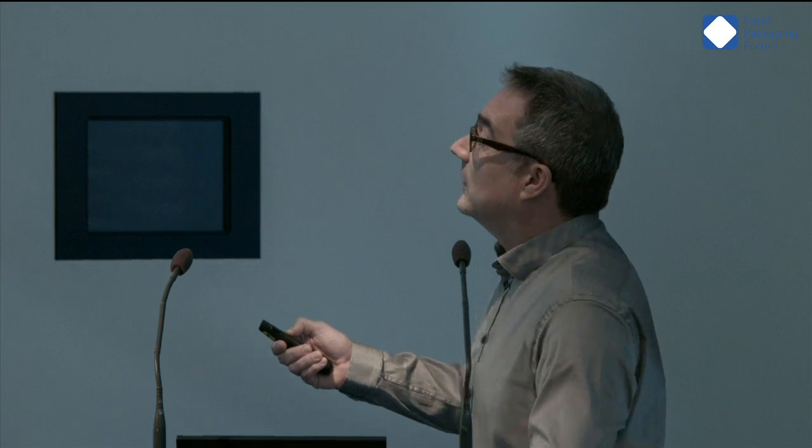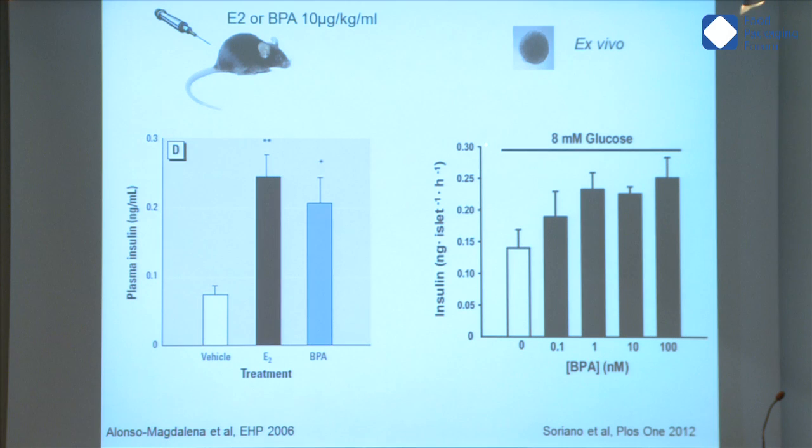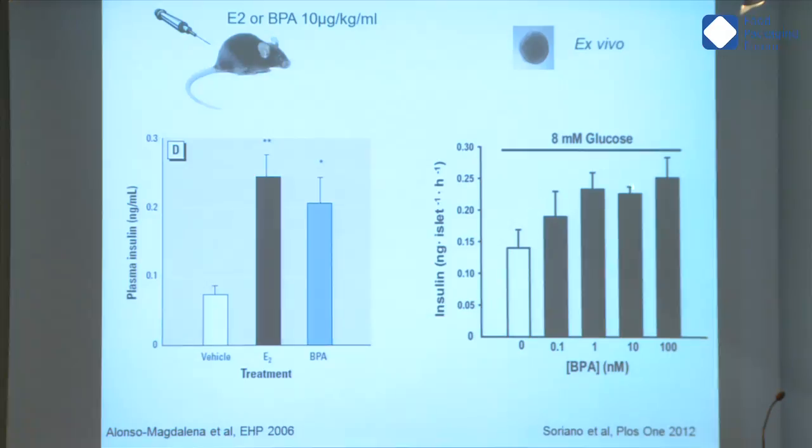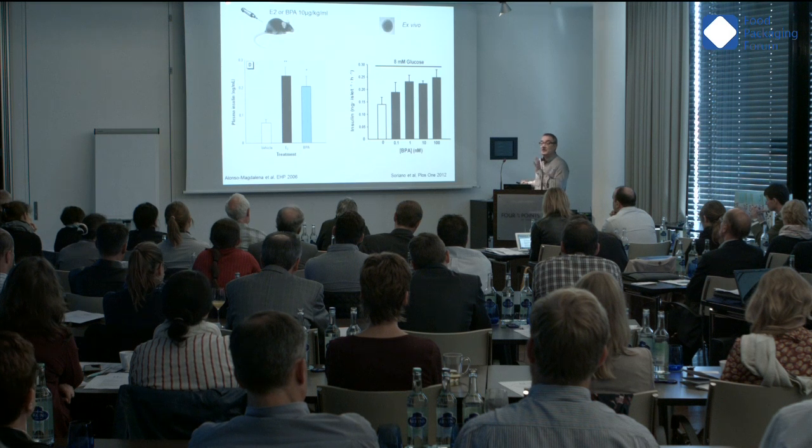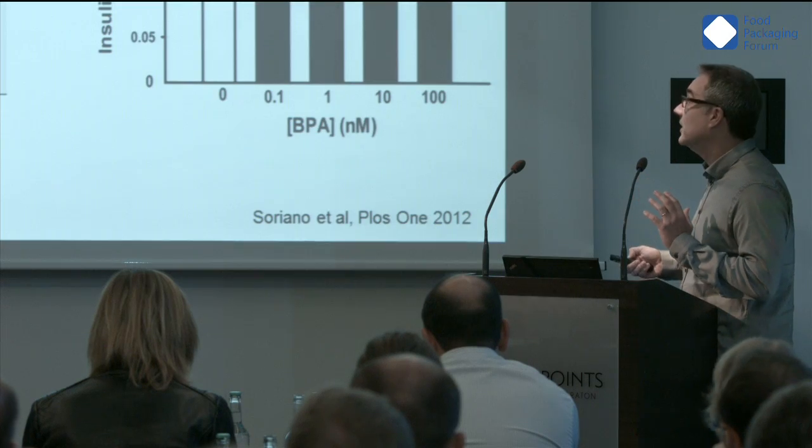And again, we wanted to know if this was a direct effect in the beta cell. So some years later, we did experiments ex vivo, and this is insulin release with increasing concentrations of BPA in mouse islets. We see here, in the presence of waves of stimulatory glucose concentration, we have an increase of insulin, already significant with 1 and 10 nanomolar bisphenol A. So it is a direct effect in the beta cell.